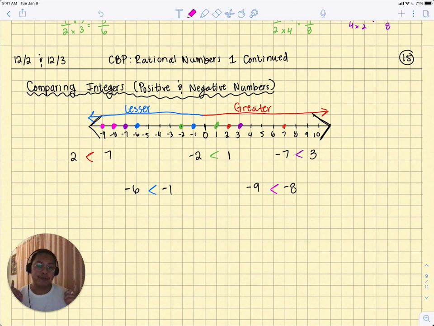Okay, so that's it for this lesson. We compared fractions, placed them in order on a number line. We also compared integers and were able to place them on a number line.